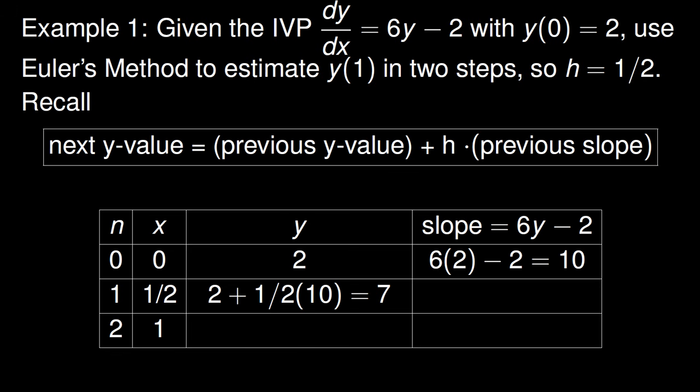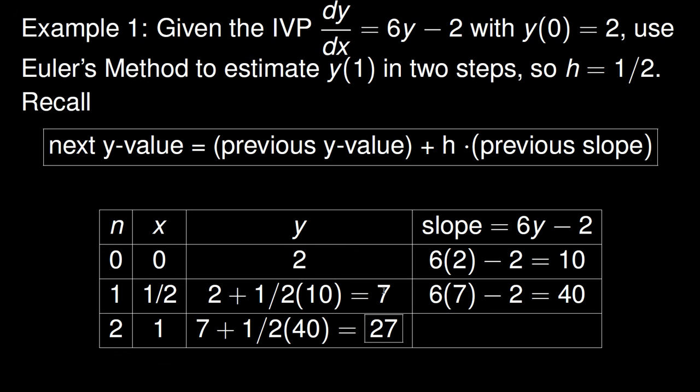So the next y value is 7. We use that to find the next slope. So 6 times 7 minus 2 is 42 minus 2, or 40. And then we again use the boxed formula. We take the previous y value plus h times the previous slope. And 1/2 of 40 is 20. 20 plus 7 is 27.